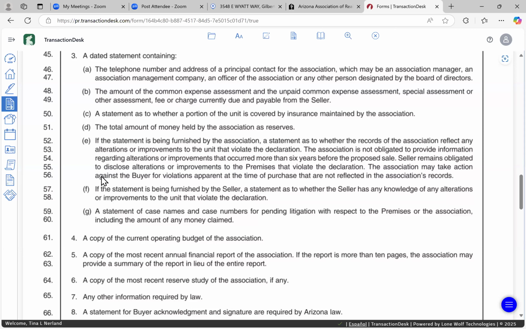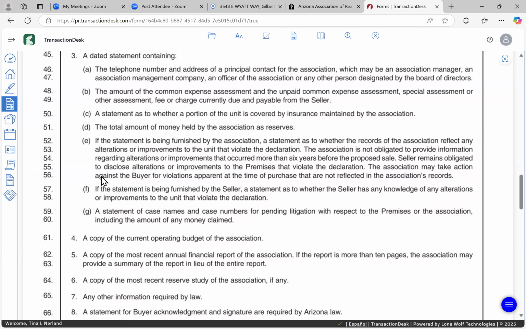Also, when an association is notified of a sale, they are supposed to go and drive the home to make sure that there's no current HOA violations. What's the word?